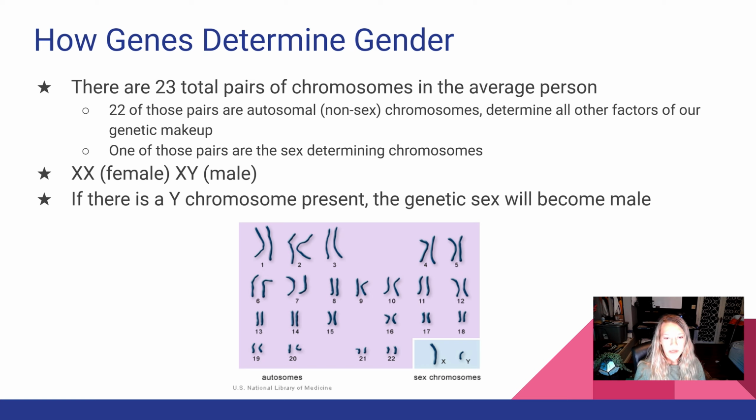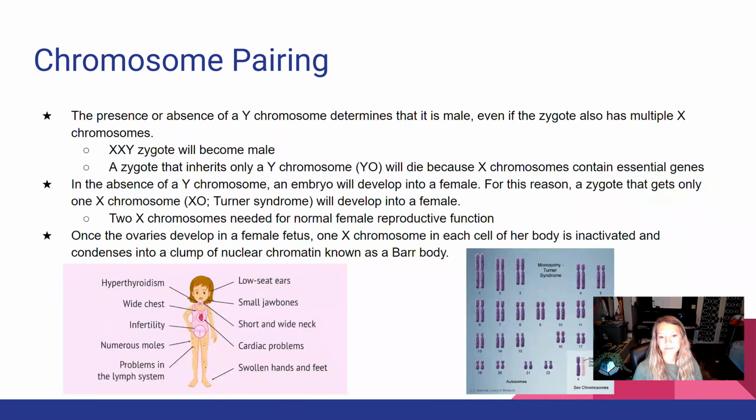If you look in the picture at the bottom, you can see 22 of those pairs, and then in the little blue box is the 23rd pair. In the picture, it depicts an X and a Y chromosome. So this person would be a male. If it was two X chromosomes, the person would be a female. If there's a Y chromosome present in any of the chromosomes, the genetic sex will become a male.